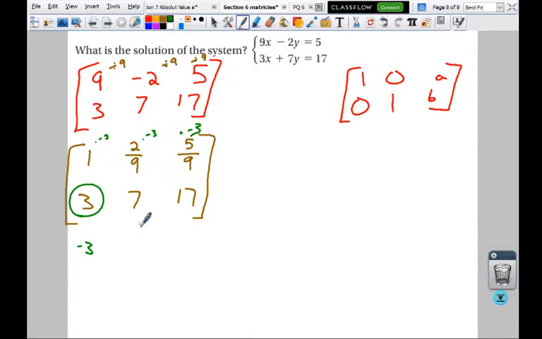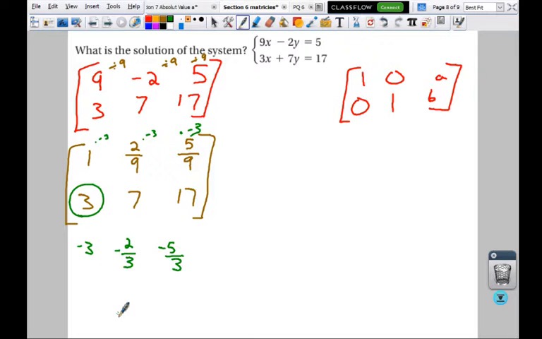Fine. -3. That is -0.6, which is -2 over 3. 5 over 9 times -3 is -15 over 9, which is -5 over 3. Yeah, -5 over 3. Cheater.